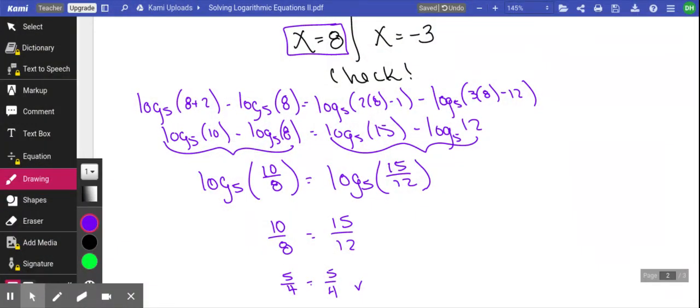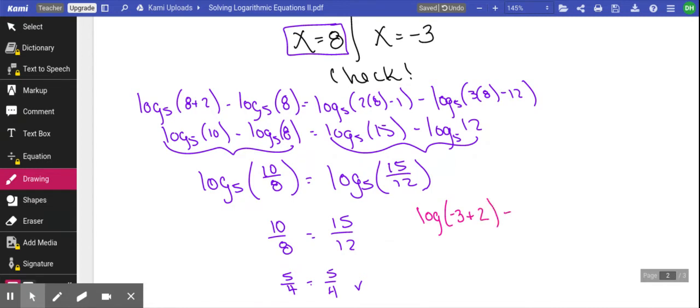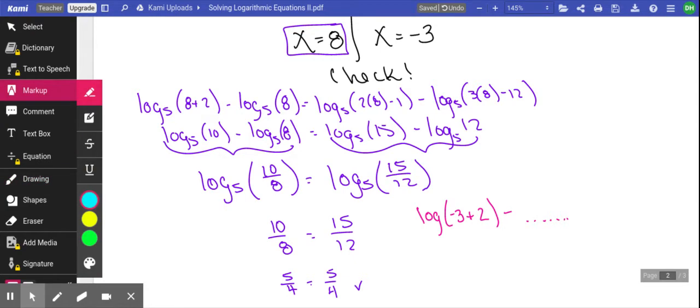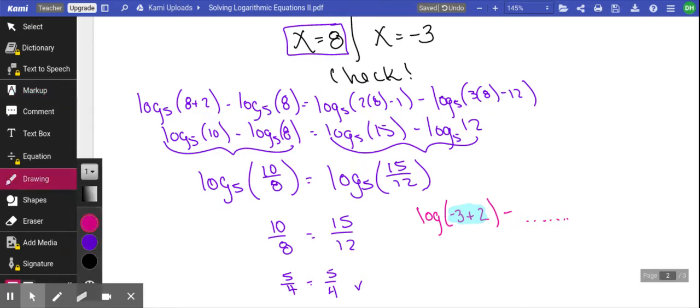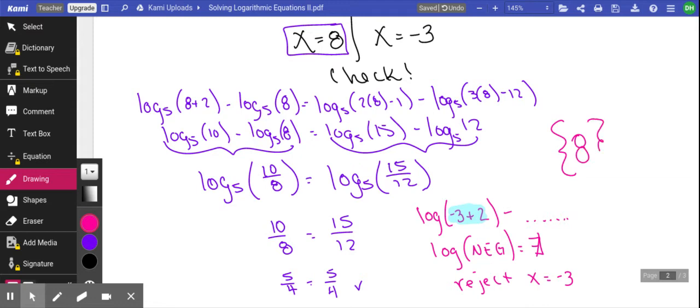However, when we do the same thing with -3, I don't know if we're going to have as much luck. Let's see if I could squeeze it in here. So it'd be -3 plus 2. Hey, guess what? I don't have to go any further than that, because what do you see right here? I see a negative number when I add -3 and 2. And the log of a negative number is what? Undefined, does not exist. So we're going to reject x equals -3. And my only solution is +8.